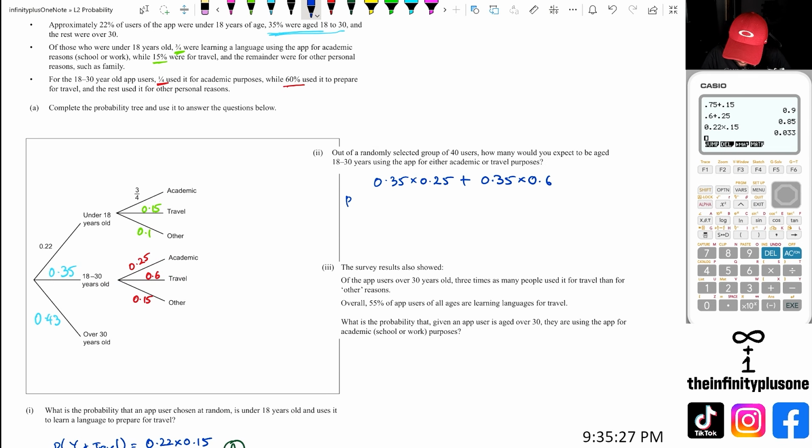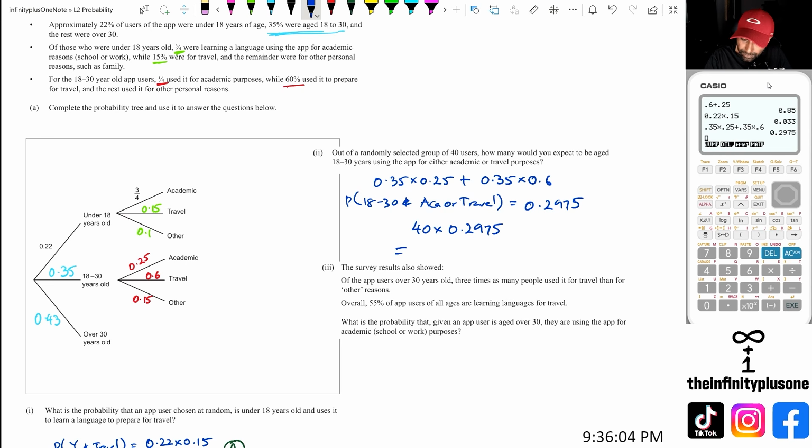That's going to give me the probability of 18 to 30 and academic or travel. So I'm going to work this out in the calculator: 0.35 times 0.25 plus 0.35 times 0.6 gives me 0.2975. And out of the 40 people, I'm going to go 40 times 0.2975, and that's going to give me 11.9.